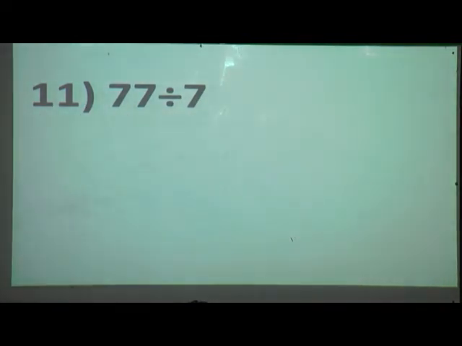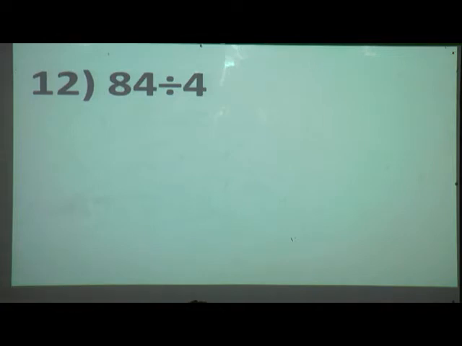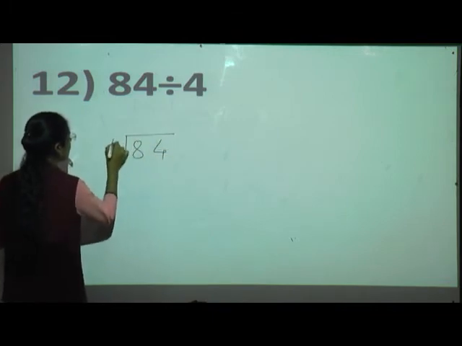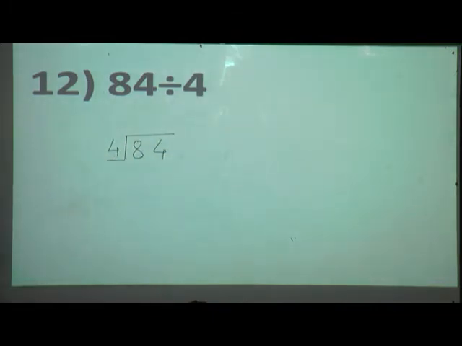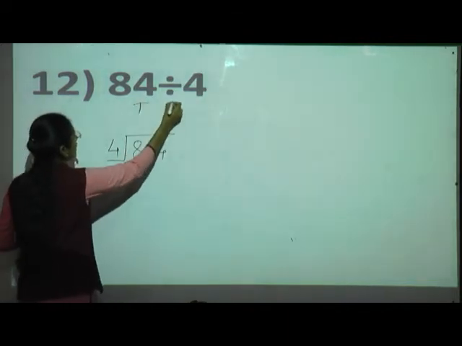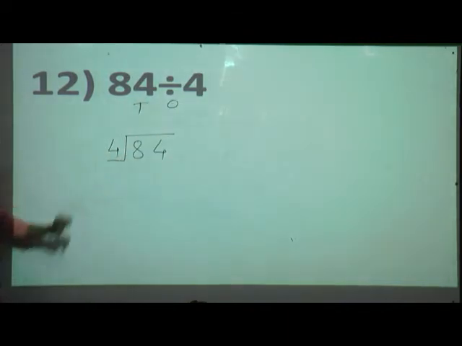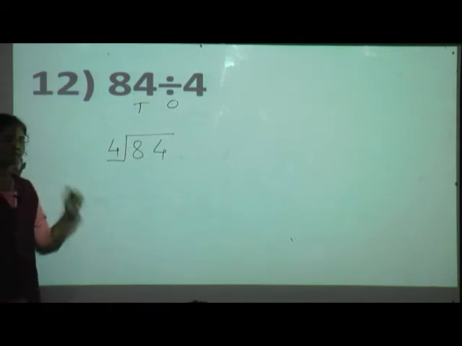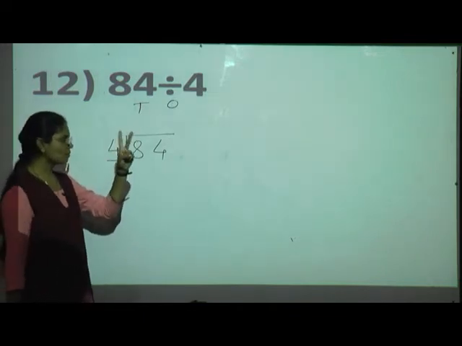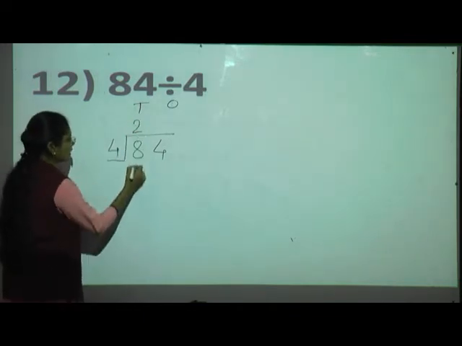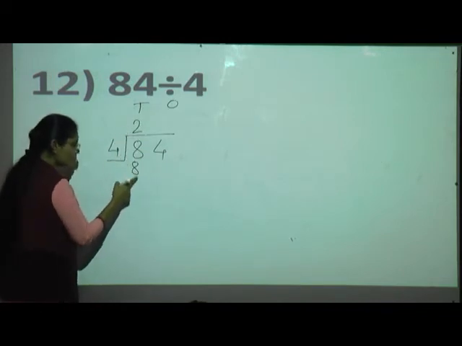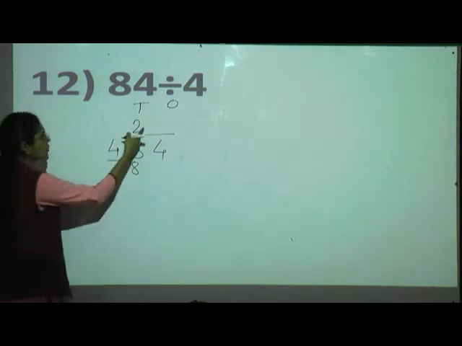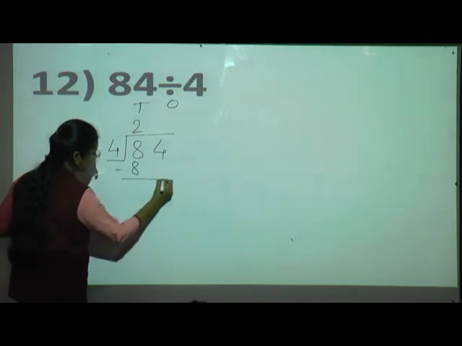Next, 84 divided by 4. See students, 84 divided by 4. Now again this is a 2-digit number, so write here tens and ones. Now at tens place which number you can see? At tens place here 8 is there. Now in 8 how many 4s are there? In 8 there are 2 4s. Why? Because 4 2s are 8. Say 4 2s are 8. You have to say and then write 4 2s are 8. Then 8 minus 8, 0.